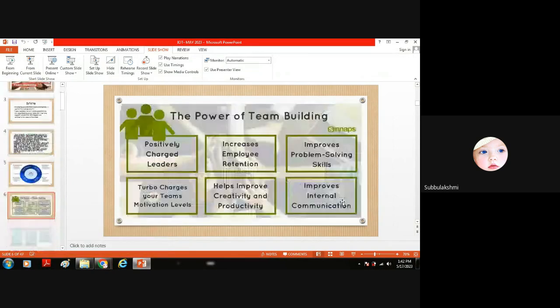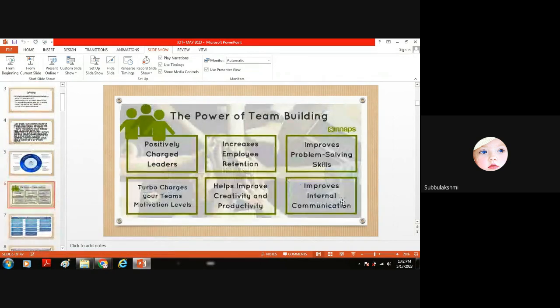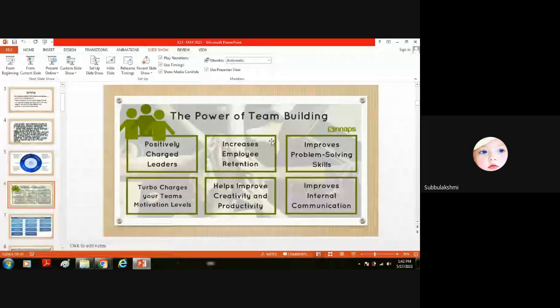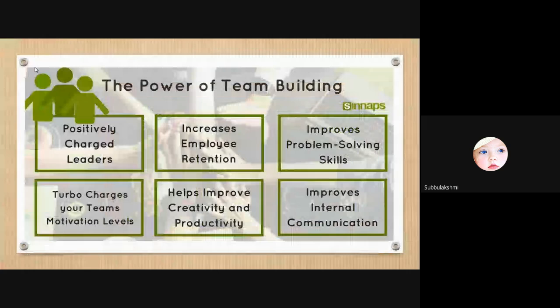Next, we come to power. What is the power of team building? Everything has its own positive side, so there is positivity in team building. It paves the way for positively charged, good leaders, and it increases employee retention. That is very, very important. It also improves problem solving skills, career changes, and motivation level.